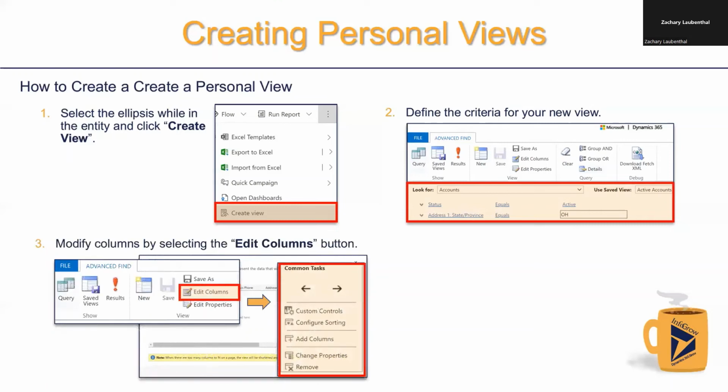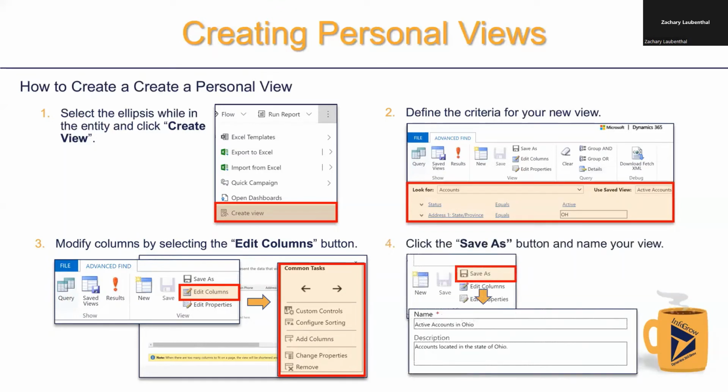Once we have set our criteria, we modify any desired columns by selecting the Edit Columns button. Once Edit Columns is selected, the Edit Columns box opens up and you can configure the custom controls, such as sorting and adding or removing columns from the view. Once you are satisfied with your new view configuration, select Save As. Now you can name your view and even type up a description. Once you're done, save it.